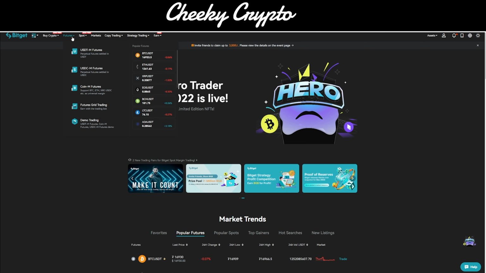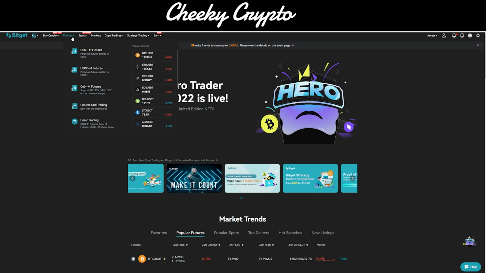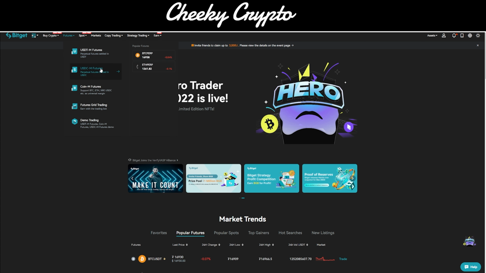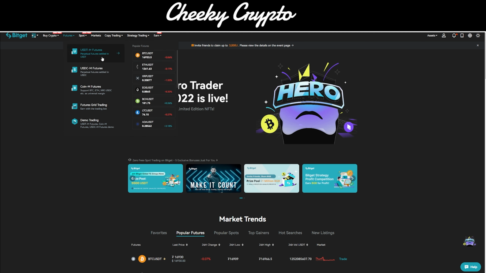Okay, the next area is futures. This is pretty much the bulk of what I tend to use Bitget for, and this is broken down into some key areas. We have USDT-M futures, USDC-M futures, Coin-M futures, grid trading, and demo trading. So at the top, let's talk about this.